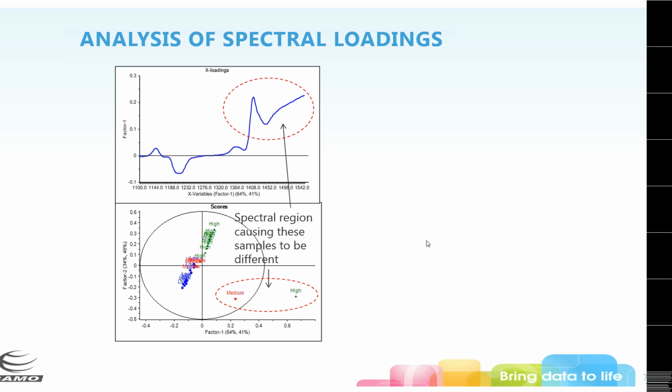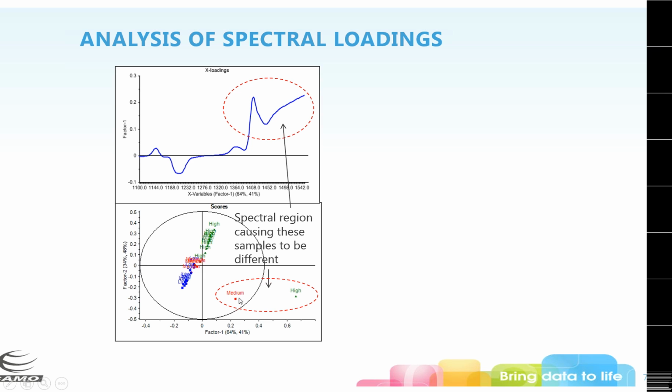So a lot of us use spectroscopic data. So I'm going to show how you look at your spectroscopic loadings as well. In this case, we're looking at a number of fuels that have different octane levels, and some of them have an additive to them, which would be ethanol.